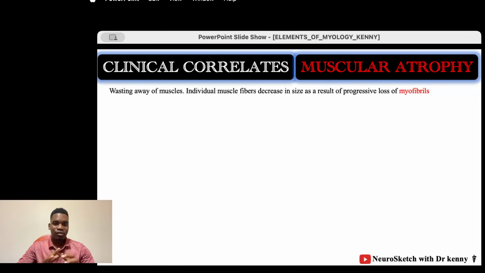So muscular atrophy is a wasting of a muscle, and in the wasting of the muscle, the individual muscle fibers are decreasing in size. So muscular atrophy is actually the opposite of muscular hypertrophy. It is exactly the opposite. So this is a decrease in the size of the muscle fiber, whereas hypertrophy was an increase in the size of the muscle fiber.